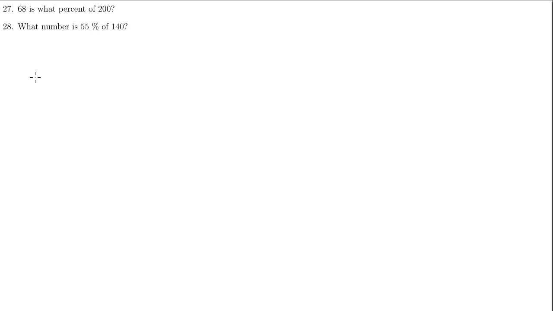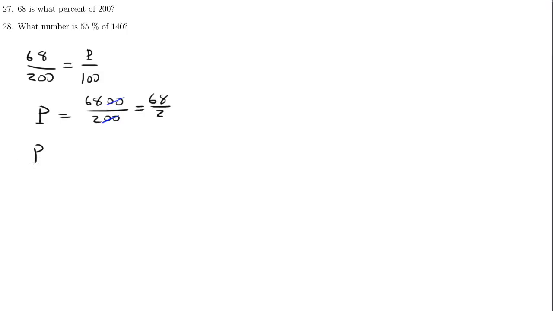We'll handle these percentages, and I think we're going to call it a video. 68 is what percent of 200? Okay, so P is equal to 6800 over 200. Zeros drop off. We're left with 68 over 2, 34%.